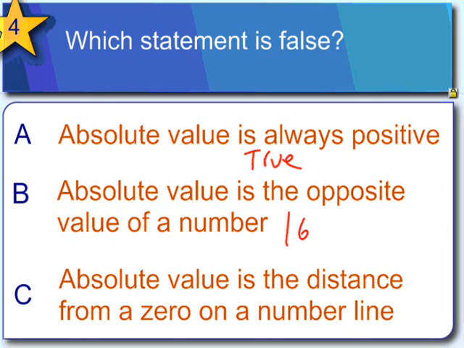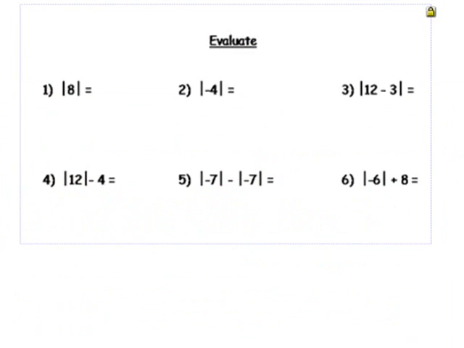Now, this is a common mistake that I see kids make. They'll say, oh, that means the opposite of 6. That's not what these symbols mean. It means how far is 6 from 0 on the number line? The answer is 6. So that is not true. The last one, absolute value is the distance from 0 on a number line, and that's exactly what absolute value is.